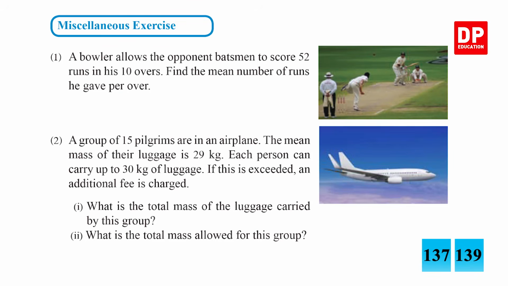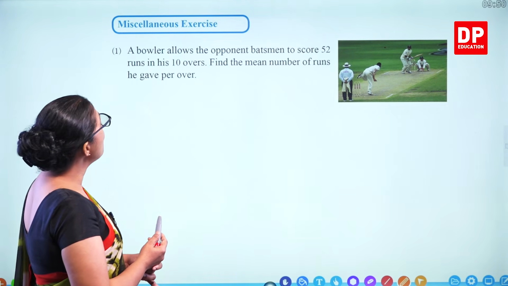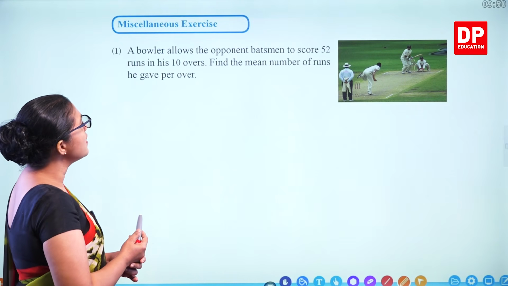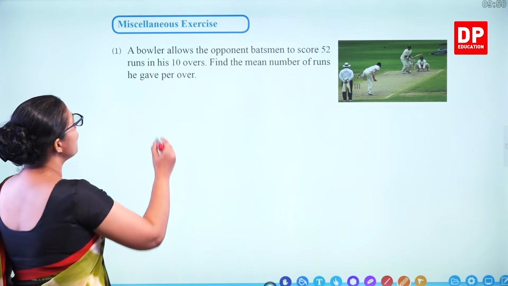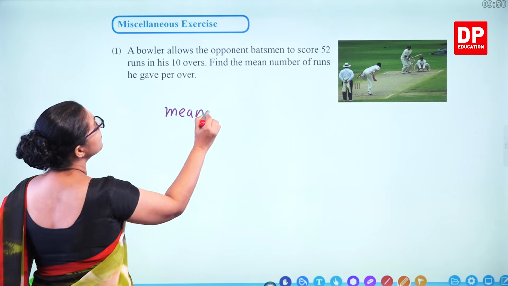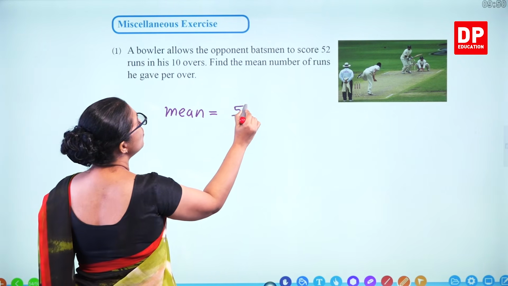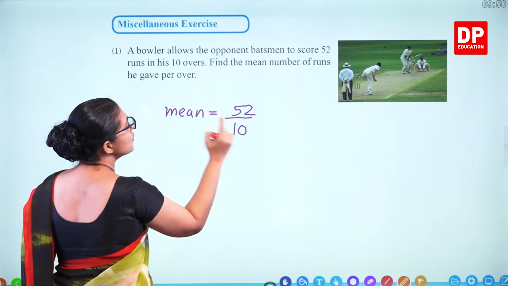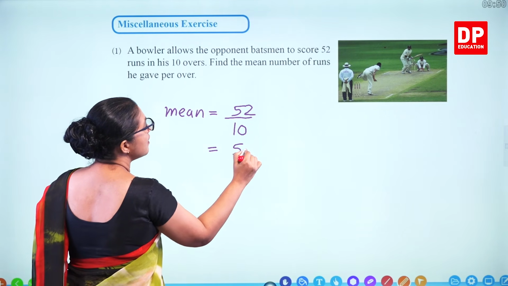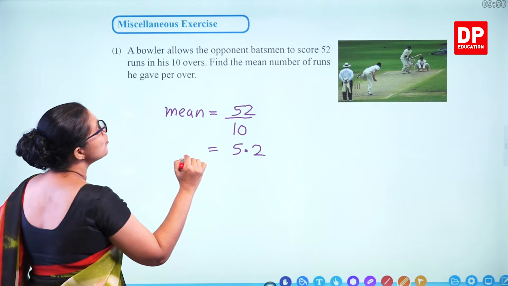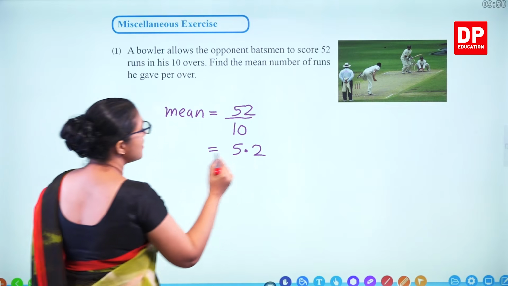Now we'll look at the miscellaneous exercise. A bowler allows the opponent batsman to score 52 runs in his 10 overs. Find the mean number of runs he gave per over. So how do you find out the mean? For 10 overs, the total score is 52. So what's the score for 1 over? So divide by 10, that's 5.2 runs. That's the score.